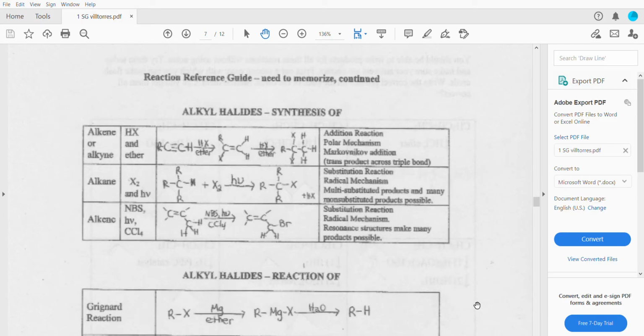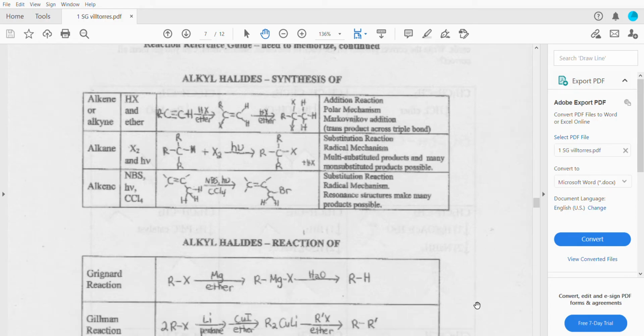All right, these are alkyl halides, the synthesis of alkyl halides. So you can see this alkene, HX and ether, C double bond, and then finally it forms the C bond X. So start with addition reactions, then polar mechanisms, and then Markovnikov additions and trans product across the triple bond. So that's the sequence you need to find.